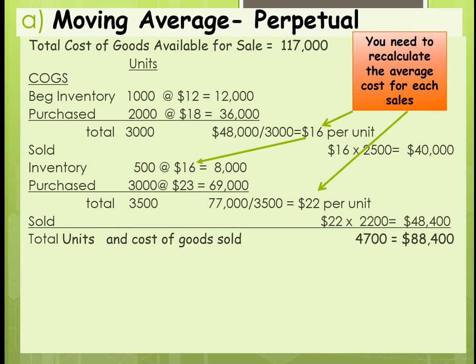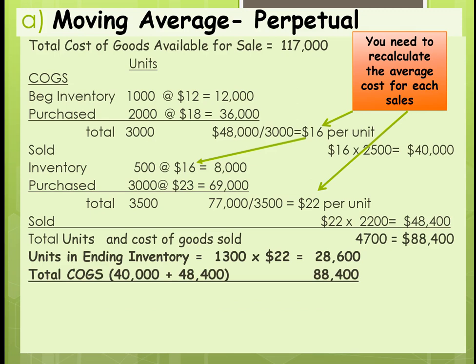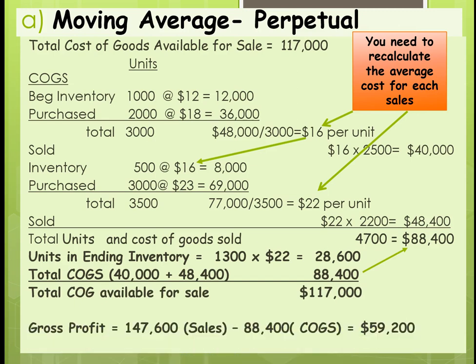And we're going to take $22 times the 2,200 units that were sold. So now we have our cost of goods sold for our 4,700 units at $88,400. Our units in ending inventory are going to be 1,300 times 22, and that's what we would start with for our next month. We add that to our cost of goods sold, and again we get our 117. So our gross profit minus our cost of goods sold, now we have a gross profit of $59,200.